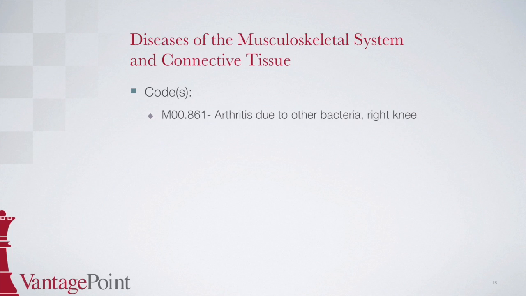When we go to the tabular, subcategory M00.86 is for arthritis due to other bacteria, knee, with codes for right, left, and unspecified. Therefore, the full code is M00.861.